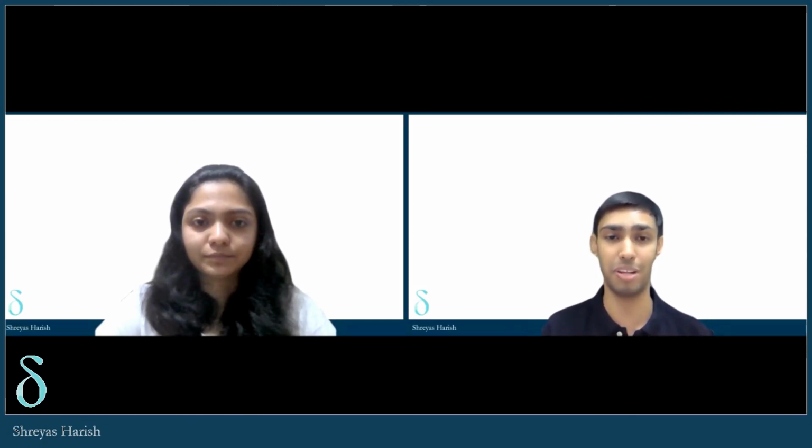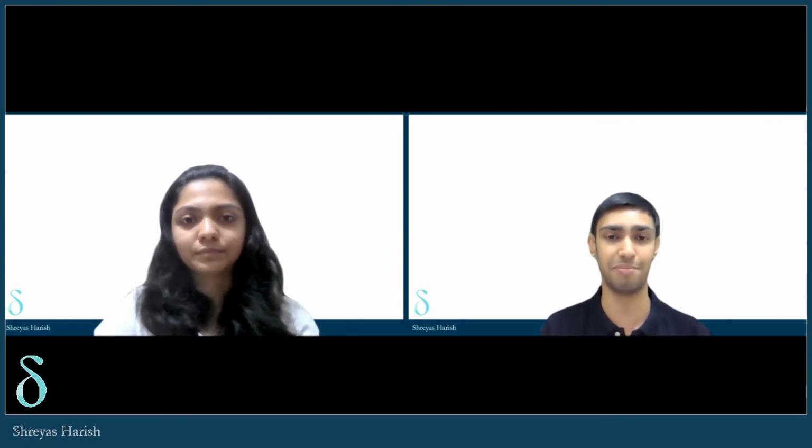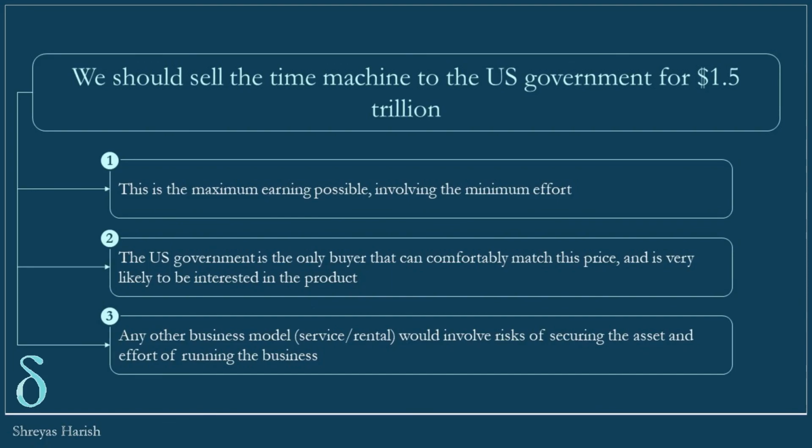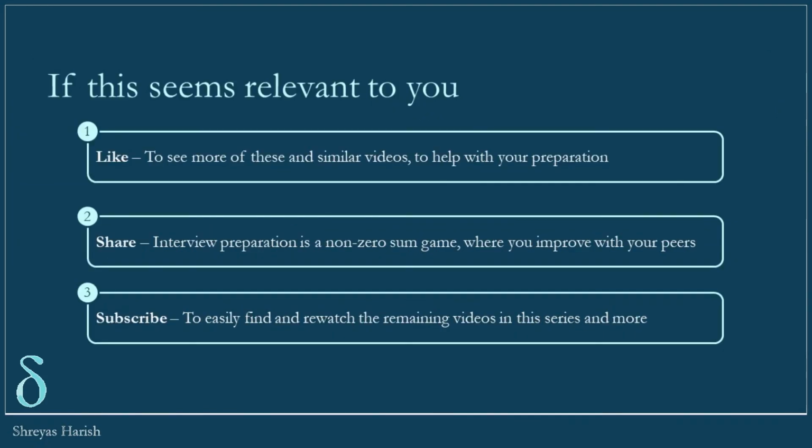The reason I think that she should do this is that firstly, this is the maximum price that she can possibly earn for the time machine that she has built. Secondly, the US government is the only buyer who will comfortably be able to match this maximum price that she should be selling it at. And thirdly, this is the only model which really minimizes her effort and any other inputs from her side, while also maximizing the total earnings that she can gain. In the synthesis, we start off with our recommendation first, and then arrive at the 3 reasons why we believe that our recommendation is just.